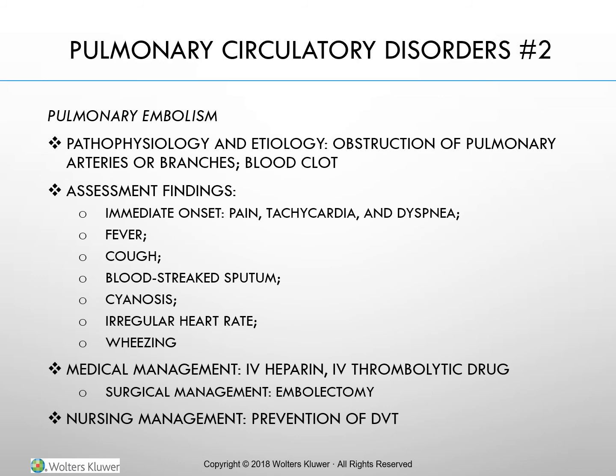Assessment findings: when a small area of the lungs is involved, signs and symptoms usually are less severe and include pain, tachycardia, and dyspnea. The client may also have fever, cough, and blood-streaked sputum. Larger areas of involvement produce more pronounced signs and symptoms such as severe dyspnea, wheezing, severe pain, cyanosis, tachycardia, irregular heart rate, diaphoresis, restlessness, and shock. Sudden death may follow a massive pulmonary infarction when a large embolism occludes a main section of the pulmonary artery.